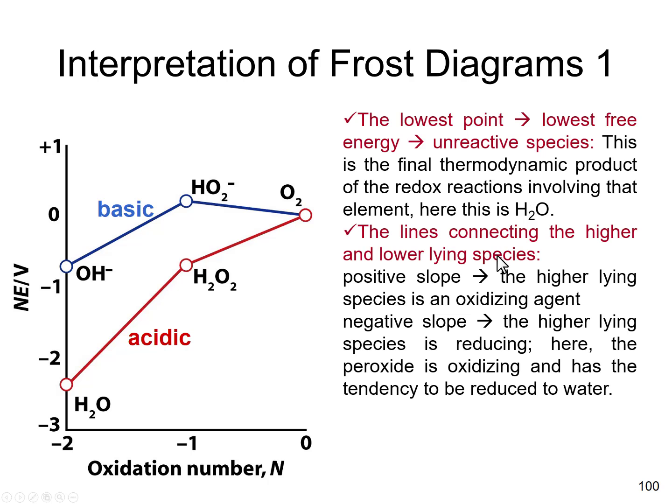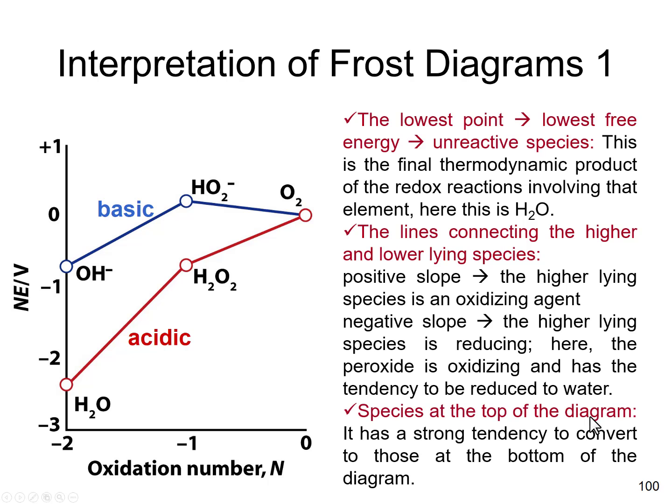Next, we consider the lines connecting the higher and lower species. If this connection gives rise to a positive slope, that means the higher lying species is an oxidizing agent. If it gives rise to a negative slope, then the higher lying species is a reducing species. Here, we obviously have a positive slope, so any species above the water or the hydroxide anion is oxidizing. So the peroxide anion is oxidizing and has a tendency to be reduced to water.